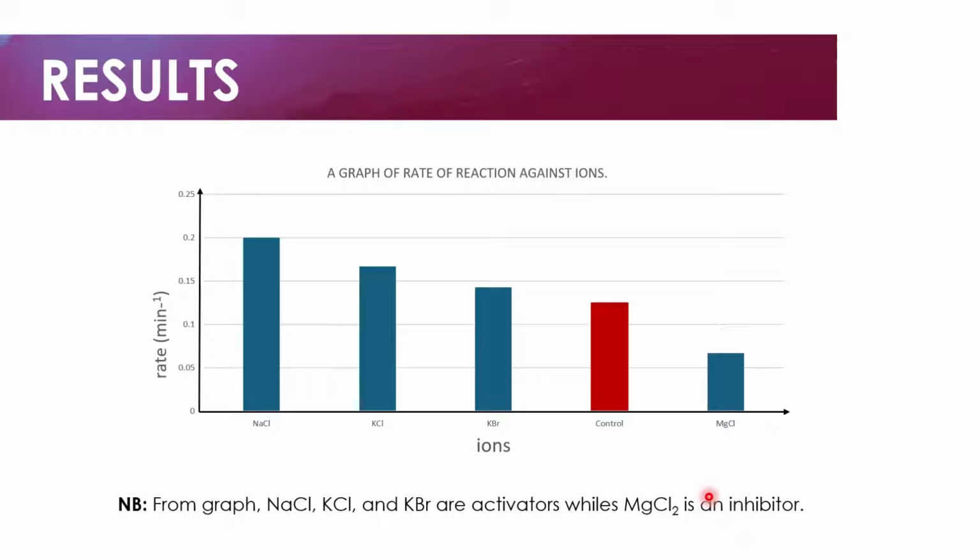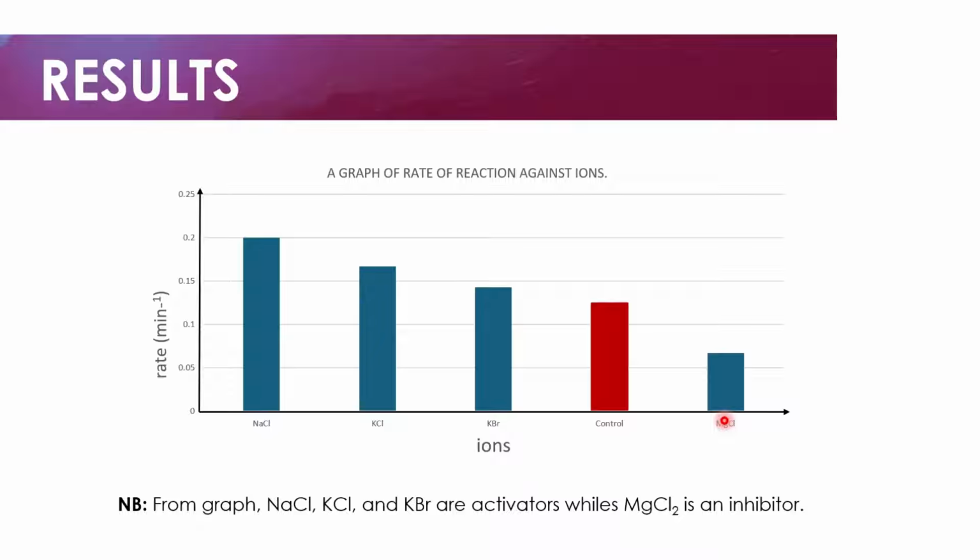The next thing to do is to plot a graph of the rate of reaction per minute against our ions. The nature of graph that we are going to plot is a bar graph. This is the nature of graph that we are expecting to get. This is for sodium chloride, potassium chloride, potassium bromide, our control, and our magnesium chloride here.